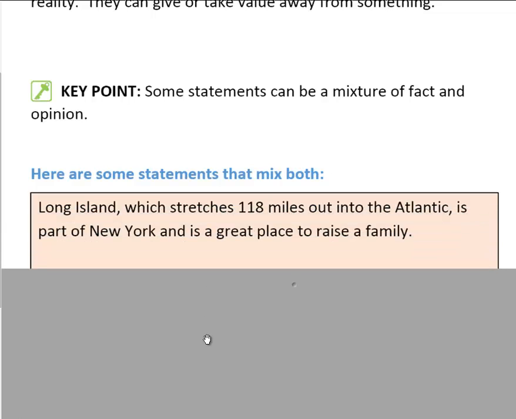Long Island, which stretches 118 miles out into the Atlantic, is part of the state of New York and is a great place to raise a family. Now, we can prove that first part right here where we say that Long Island stretches 118 miles out into the Atlantic. So that part of the statement is actually a fact. But right here, the word great is one of those value words that I just told you about. So that makes that part of the statement opinion. So here you have a statement that is a mixture of both.